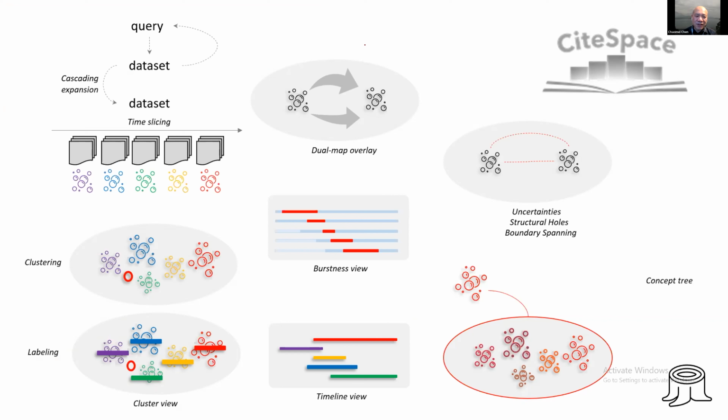So for example, let's say we are interested in some topic, we start with a query and we get some data sets. Then SciSpace will break this down into something called time slicing, which basically creates a network year by year and then stitches these networks together, and we get an overview. On this overview, we can have different kinds of views, clustering, and then we can label the clusters automatically, up to this point.